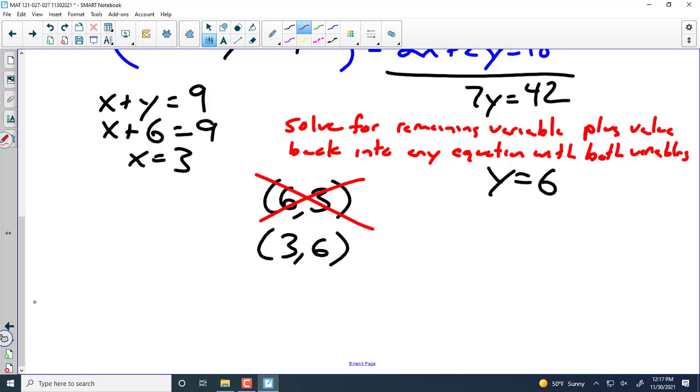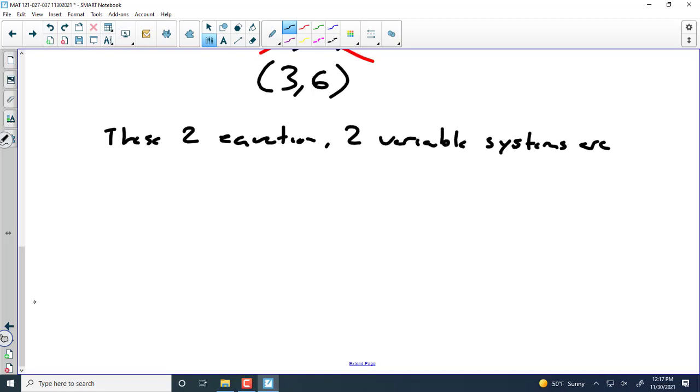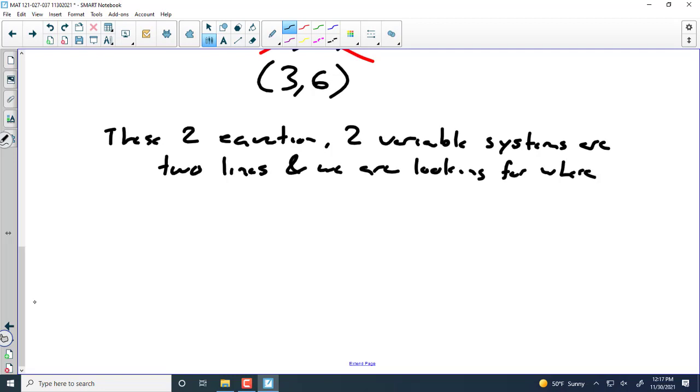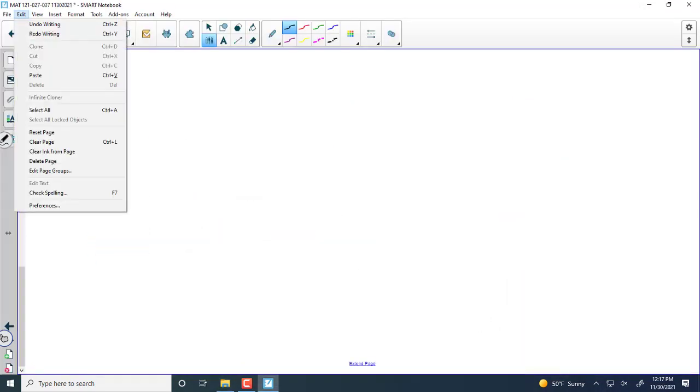So, class, these two equation, two variable systems are two lines, and we are looking for where the lines intersect. Don't try to copy this all down, everyone. I did this ahead of time because I knew I was not going to have enough time to go over everything I wanted today. But I'm putting this in your notes so you can look at it.